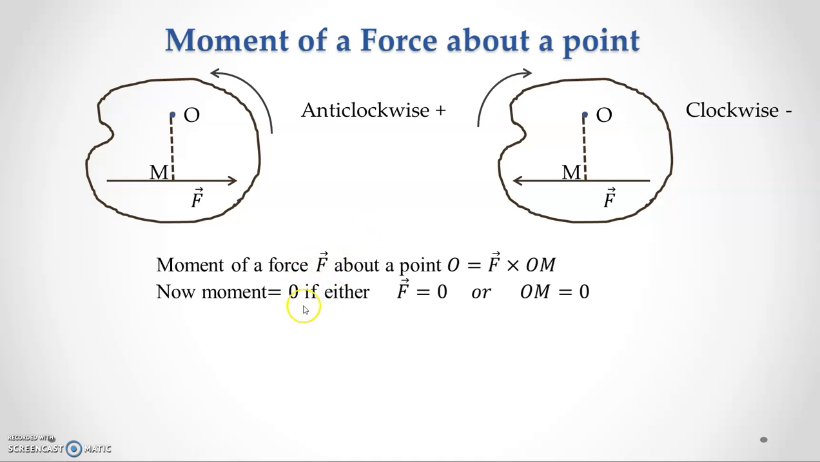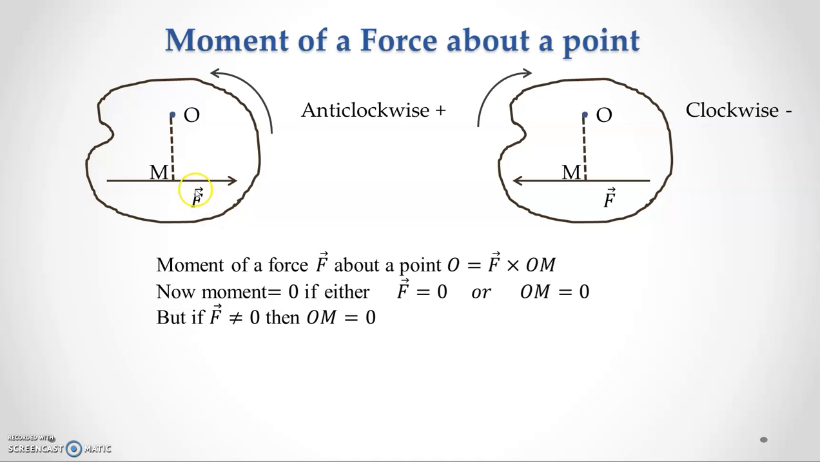Now what if moment is 0? If moment is 0, then either force is 0 or this perpendicular distance is 0. But if we consider there is some force, meaning F is non-zero, then OM equals 0. And OM equal to 0 means, see this figure, O coincides with M, meaning point O lies on the force itself.